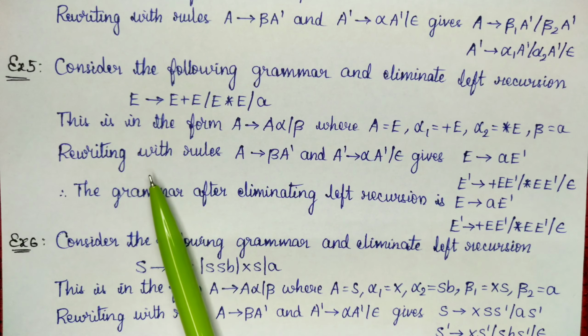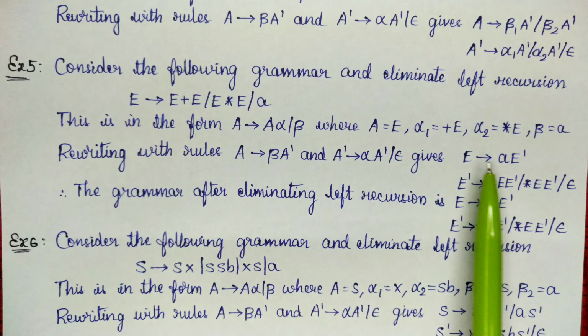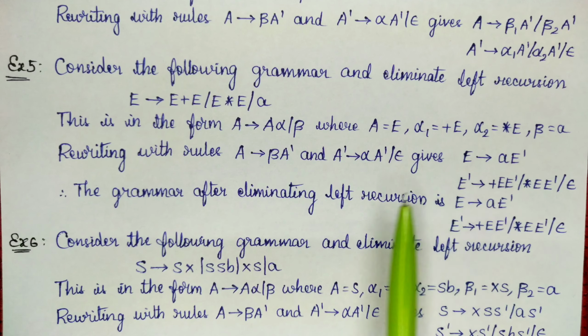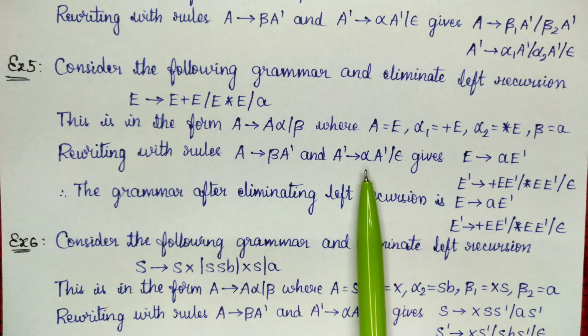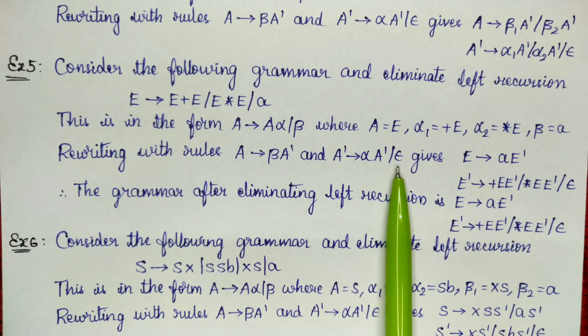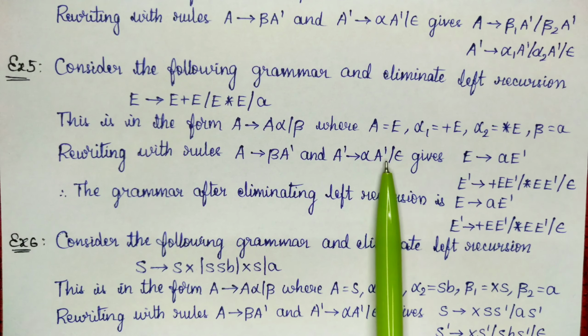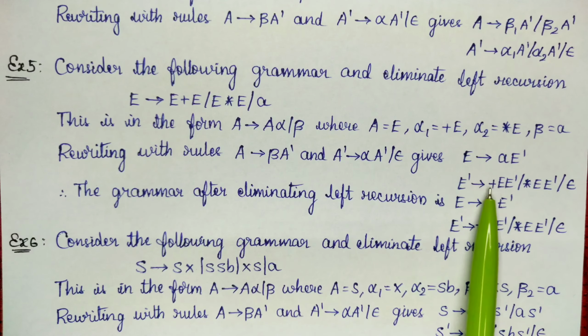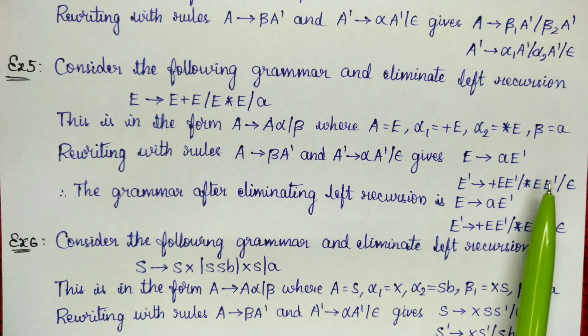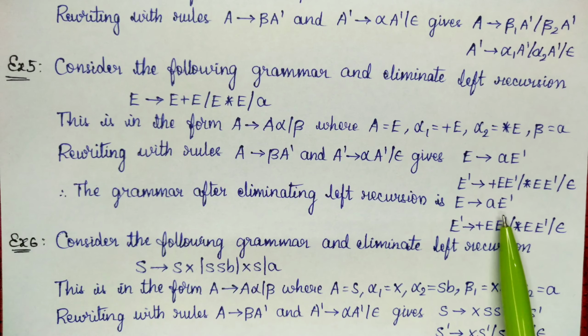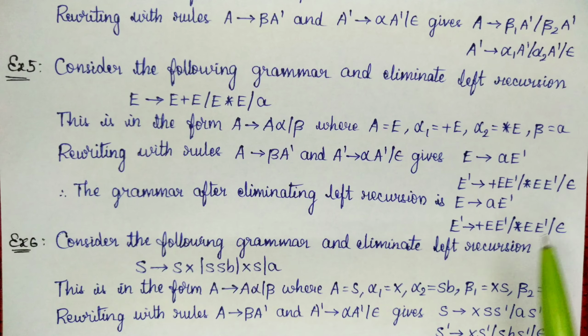So rewriting it with our grammar rules, A means E, beta means A and A dash means E dash, and A dash produces alpha A dash or epsilon. So here A dash means E dash produces alpha A dash, where alpha 1 is plus E A dash or alpha 2 is into E dash, or epsilon. So the grammar after eliminating the left recursion is E produces E dash, and E dash produces plus E dash or into E dash or epsilon.